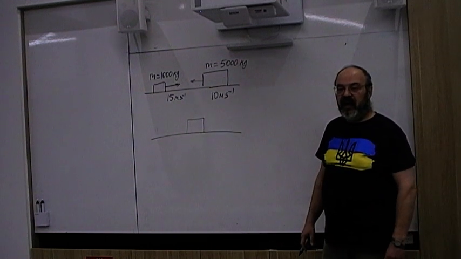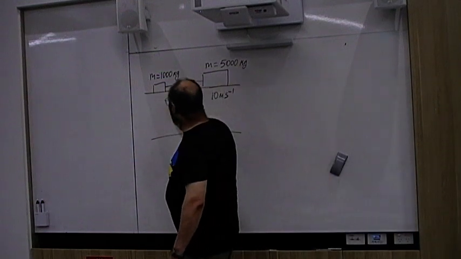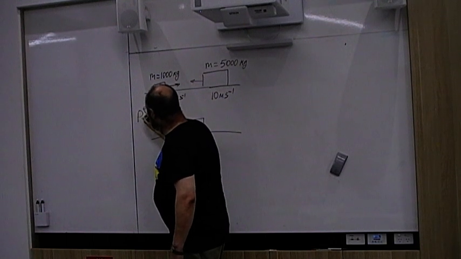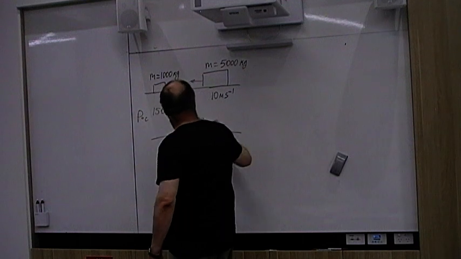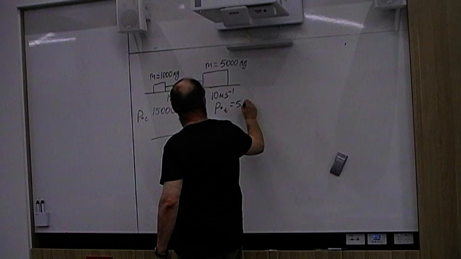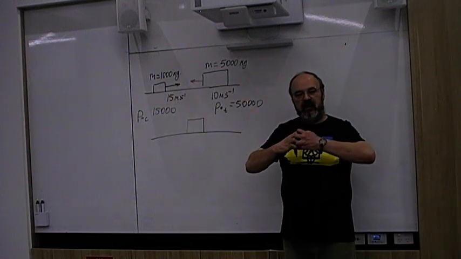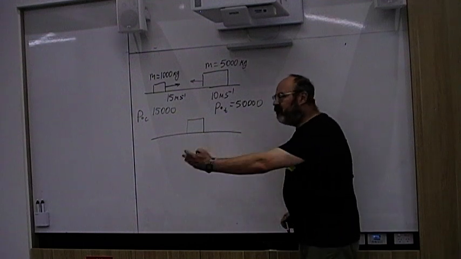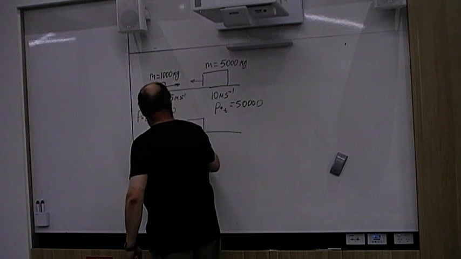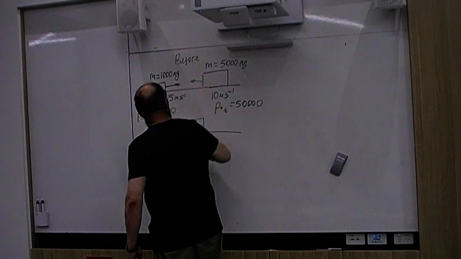Let's compare momentums of each car initially. So the car has momentum 15,000, P0 of the car, P0 of the truck will be equal 50,000. So obviously as a result of the collision, when they stick together, where will they be moving? To the left or to the right? Left. To the left. So this is before, this is after.